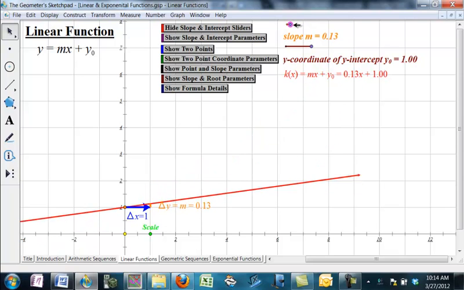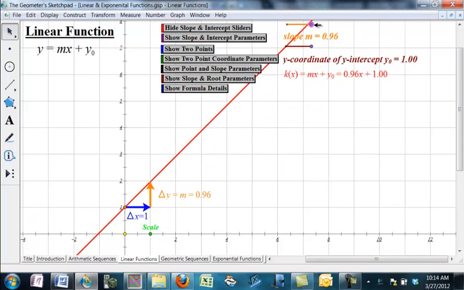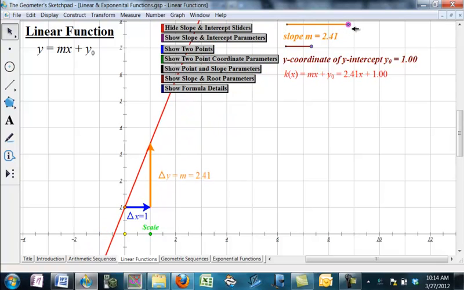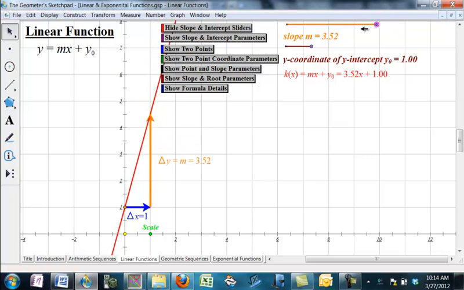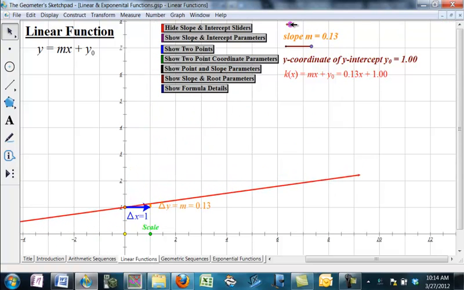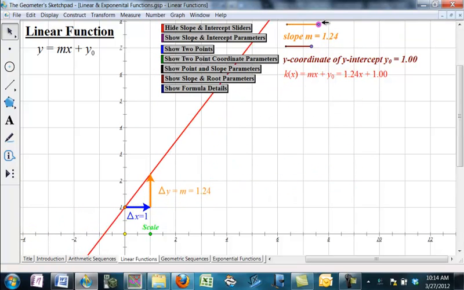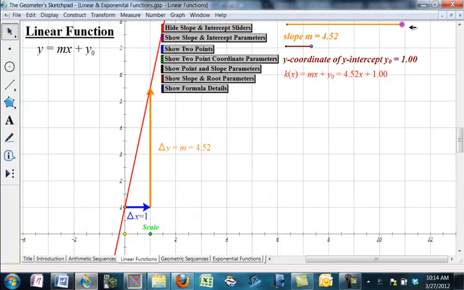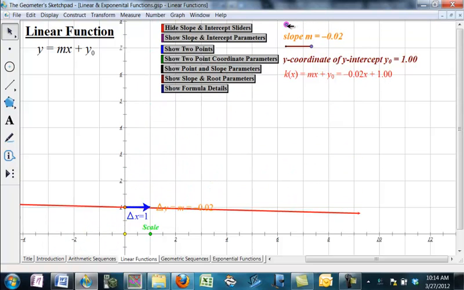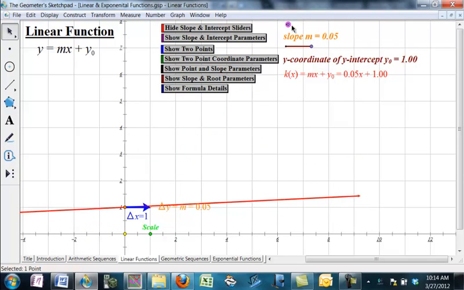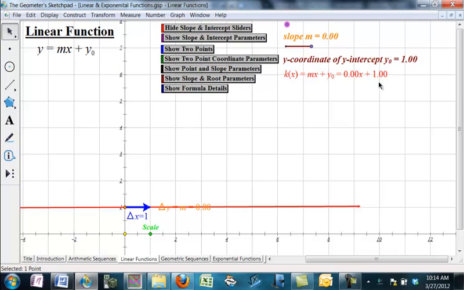So notice what's happening. As we increase that slope, the delta x is staying 1, but the amount we go up when we go to the right one is bigger or smaller as we change that slope. So notice as we increase that slope, the line gets steeper and steeper and steeper. If we go all the way down to a slope of 0, that's when we have actually a horizontal line, and the formula is just y equals a constant.